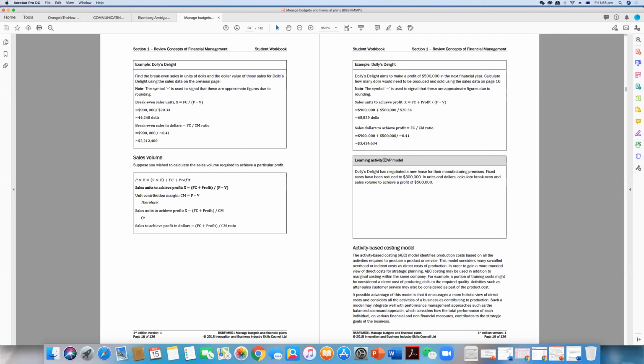And the activity-based costing model identifies production cost based on all the activities required to produce a product or service. So this model considers many so-called overhead, indirect costs, as direct costs of production. In order to gain a more rounded view of direct cost for strategic planning, ABC, activity-based costing, may be used in addition to marginal costing within the same company. And it gives you an example. You can have a look, the first paragraph.